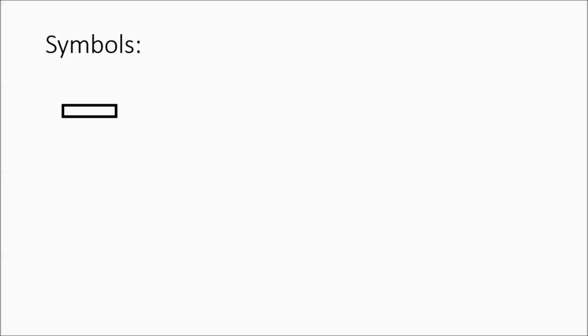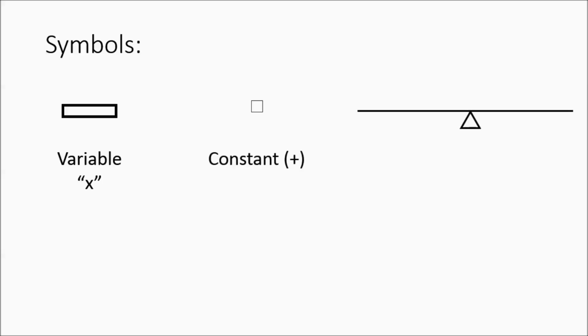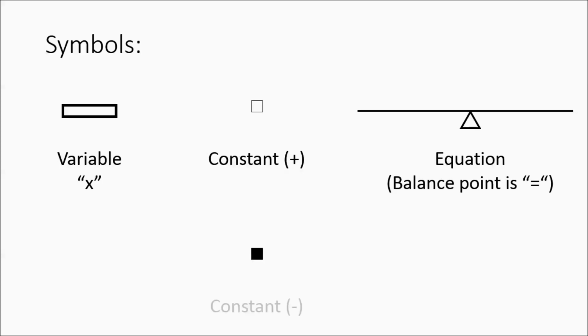We have this symbolizing variables, and we'll call it x. We have this one, that was a constant, but now we're going to kick it up one notch and call it a positive constant. And then we're going to have, this was our equation with the balance point being equals. Now we're going to have another item in here. We're going to have this negative constant. So this will symbolize a negative constant. So we're going to go ahead and translate and solve some equations now.